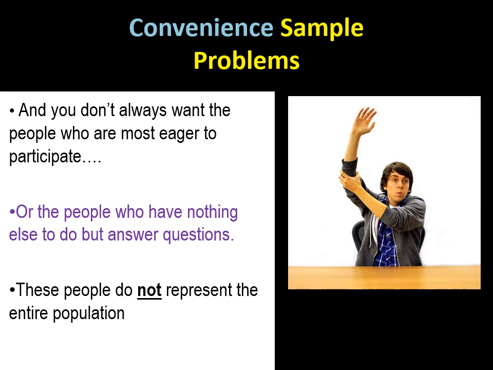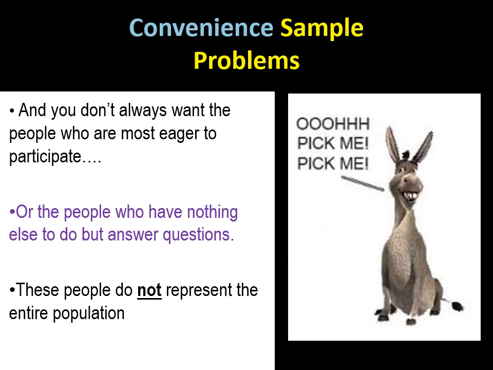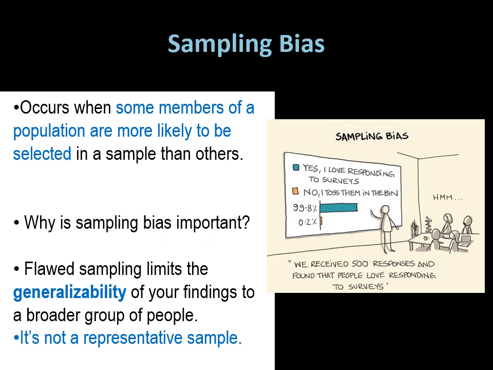You probably get more extroverts. You leave out the introverts. You get people who have plenty of free time. You leave out the people who are busy. It does not represent the entire population. Yeah. Ooh, ooh, ooh, pick me, pick me. So this leads us to sampling bias. And in this picture, yes, I love responding to surveys. No, I toss them in the bin.